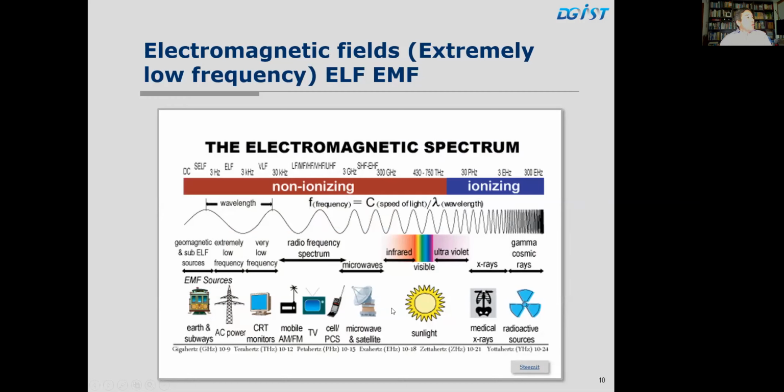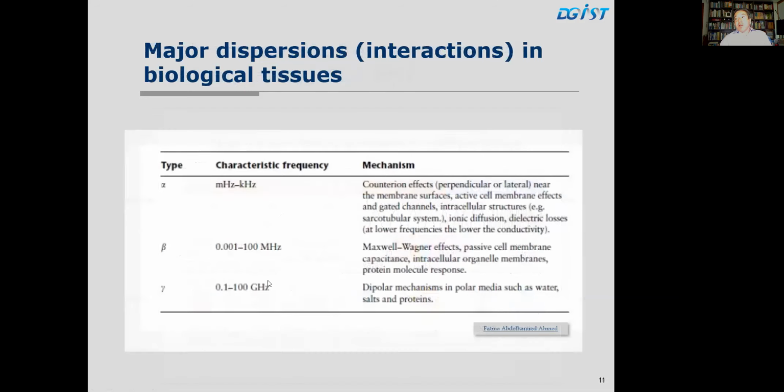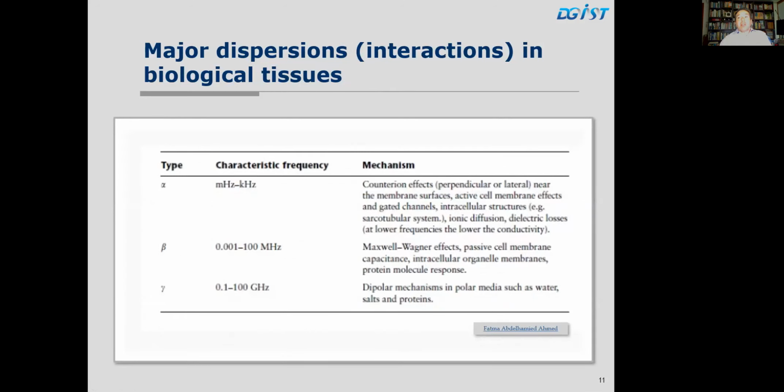In very low, extremely low frequencies, we have AC power, CRT monitors, AM, FM radios, TVs, cell phones. These are in the non-ionizing area, and we've seen some biological effects. We call them major dispersions or interactions with biological tissues. And at the very low frequency of the alpha type, there are counter ion effects, basically moving those ions that we described, like in the radiofrequency ablation.